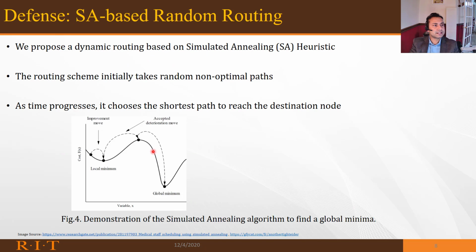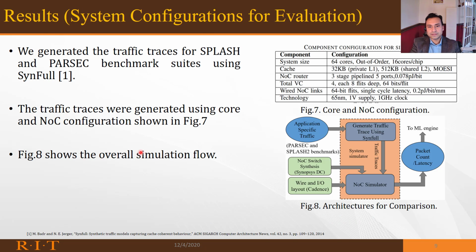Now we also propose a method to defend against such an attack, and the approach that we take here is to use a controlled random or dynamic routing based on simulated annealing heuristics instead of a deterministic routing. While many adaptive routings have been proposed for various purposes in a NOC, mostly for fault resilience, here we adopt a simulated annealing kind of approach because that gives us a degree of controllability over how random the paths are.